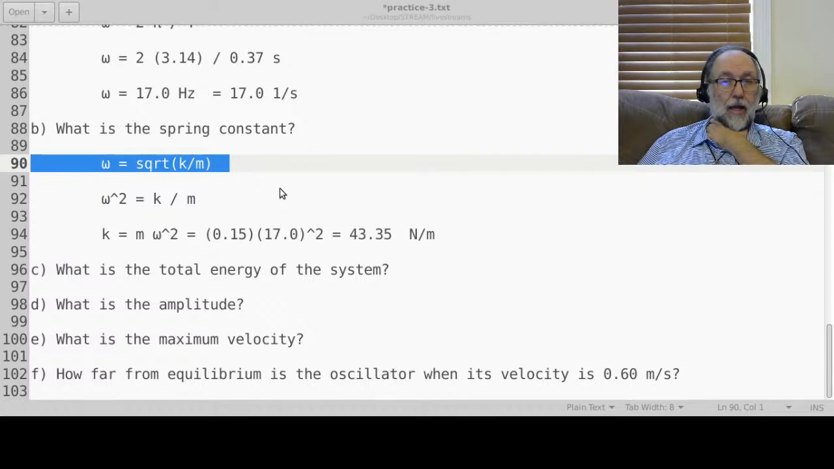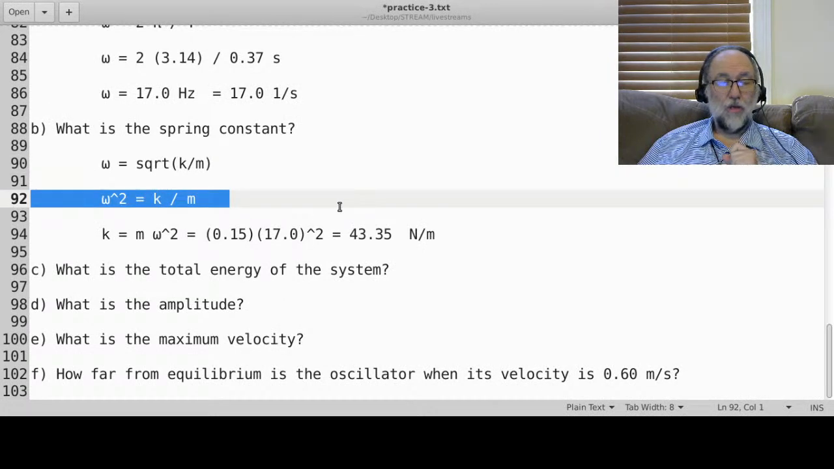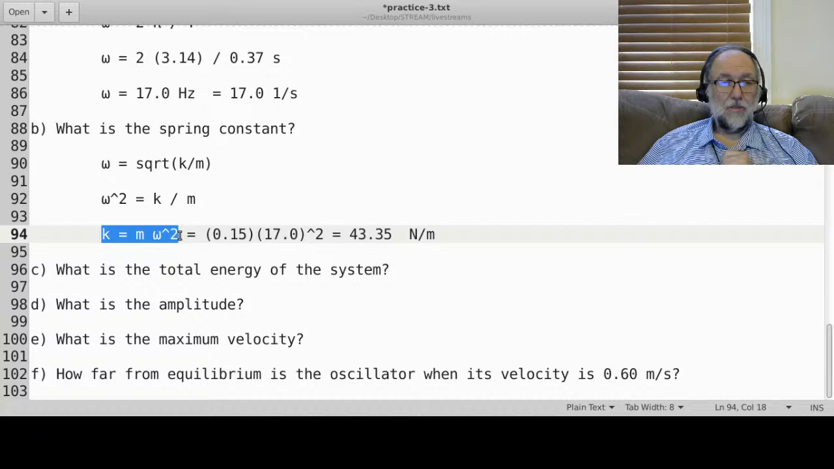Okay, and what are we solving for? We're actually solving for the spring constant k. So I'm just going to rearrange it and isolate k first. So squaring both sides, I get omega squared is k over m, and then multiply both sides by m, I get k is equal to m times omega squared. Okay, and then substitute in for m. I gave you 150 grams. You got to convert it to kilograms. It's 0.15 kilograms. Okay, so there's your mass.